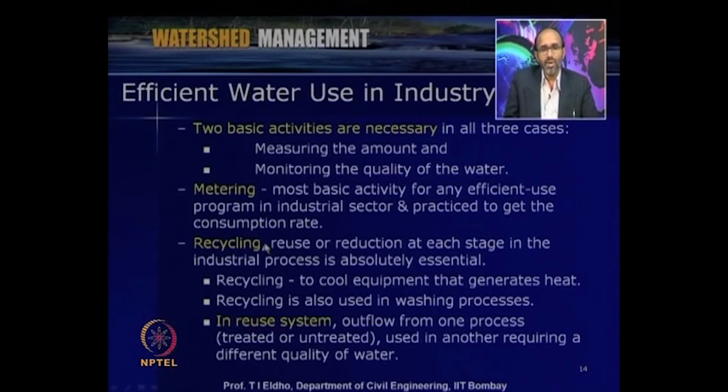When recycling is concerned, as I mentioned, the water used for one process we can use for another purpose, and reuse or reduction at each stage in the industrial process is absolutely essential when we look at an efficient water-using industry. For example, recycling to cool equipment that generates heat: the water used for cooling we can use for other purposes. Recycling is also used in washing processes. Wherever we can use it from one process to another, and in reuse systems, outflow from one process, treated or untreated, is used in another requiring a different quality of water. So, reuse means that in recycling we treat and use it again, but reuse means whatever has been used for one process, we can use, in a treated or untreated way, for another purpose.